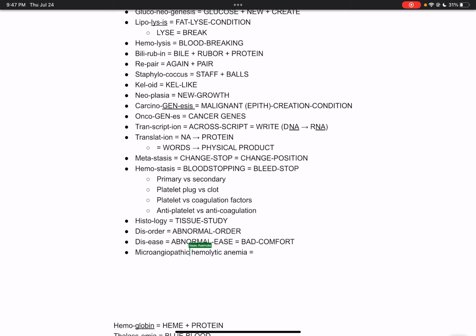Okay, now we split this one. I'm going to remove this because I don't care that much. We already know that. Microangiopathic. What does that mean? Small vessel. This is an important one. Angio means blood vessel. It's not talking about blood, it's talking about vessels. Microangiopathic, small vessel disease. Path means disease, right? Pathology.